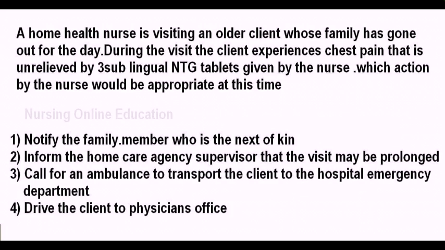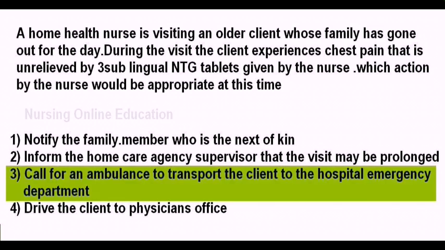Question. A home health nurse is visiting an older client whose family has gone out for the day. During the visit, the client experiences chest pain that is unrelieved by 3 sublingual nitroglycerin tablets given by the nurse. Which action by the nurse would be appropriate at this time? First option, notify the family member who is the next of kin. Second one, inform the home care agency supervisor that the visit may be prolonged. Third one, call for an ambulance to transport the client to the hospital emergency department. Fourth one, drive the client to physician's office.